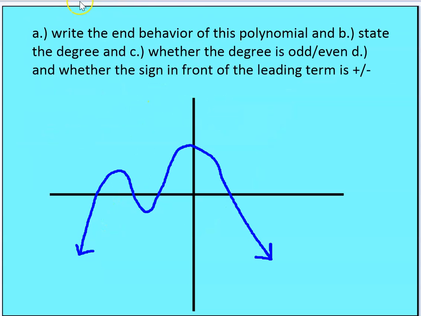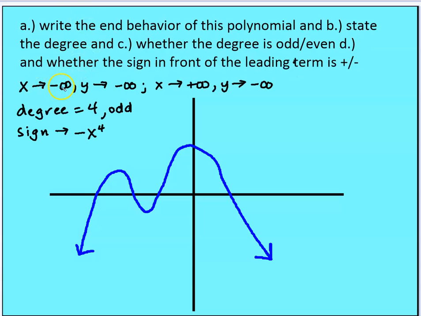Write the end behavior of this polynomial, state the degree, whether the degree is odd or even, and whether the sign in front of the leading term is plus or minus. So pause here. I'm going to come back and give this to you.